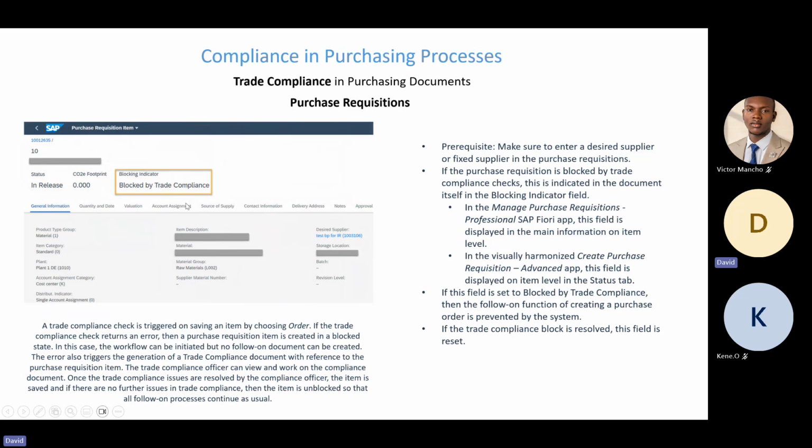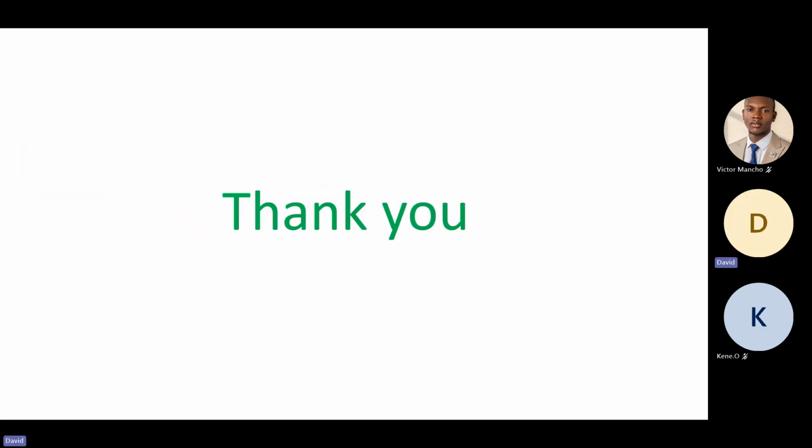So make sure you enter a desired supplier or fixed supplier in the purchase requisition. If the purchase requisition is blocked by trade compliance, this is indicated in the document itself, right? Then if this field is set to block by trade compliance, then the follow-on function of creating a purchase order is prevented by the system. So if these compliance requirements are not met, there's no way you proceed from your purchase requisition to purchase order, right? And if the trade compliance block is resolved, this field is reset. This is amazing, right?